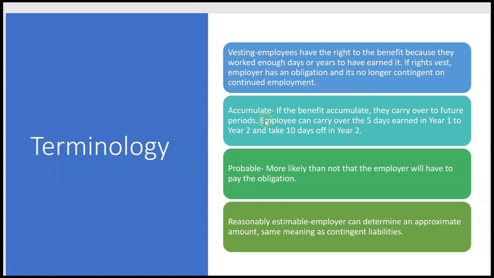Now, the term accumulate is a little different. If the benefits accumulate, then they carry over to future periods. So that means the employee can carry over the 5 vacation days earned in year 1 to year 2 and take 10 days off in year 2 if the benefits accumulate. Probable means more likely than not that the employer will have to pay the obligation. And reasonably estimable means the employer can determine an approximate amount, very similar to what we learned with contingent liabilities.